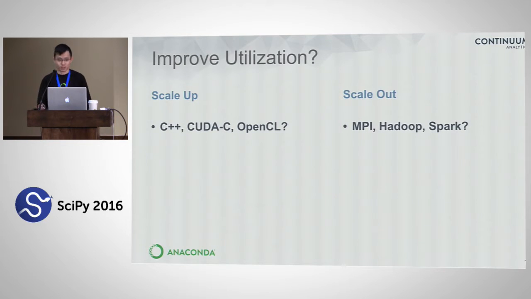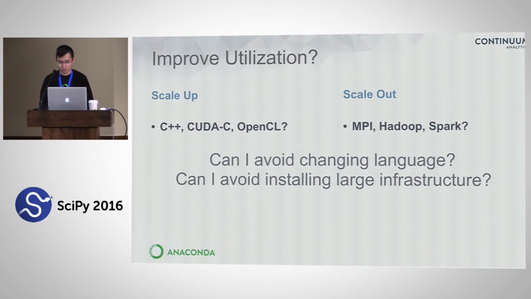Scaling up, how do you improve utilization when you scale up? Do you change your Python code to C, C++, and if you want GPU, do you program in CUDA C or OpenCL? So changing language is a hard problem. Scaling out, do you go to traditional MPI? That's an easier way, compared to adding gigantic infrastructure like the Java ecosystem, figuring out how you put your data on Hadoop and Spark. So there's a way, and I'm going to show you how you can do all this without changing language and without installing large infrastructures.